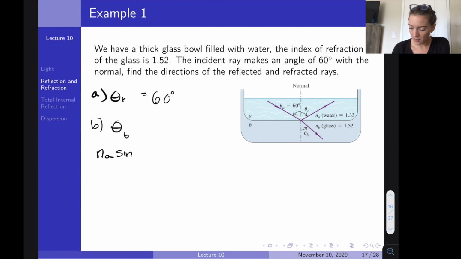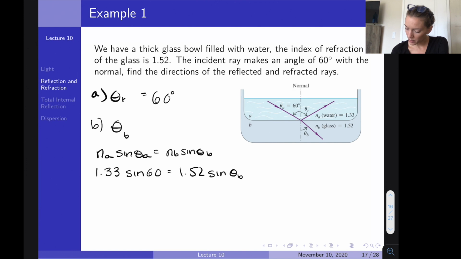So we're going to have nA sine theta A is equal to nB sine theta B. Our nA is the index of refraction of water, which is 1.33. So we're going to be using that a lot, so you'll probably end up just memorizing the index of refraction of water. So that's 1.33 for water. And then we have sine of 60 is equal to the index of refraction of glass times sine theta B. So let's divide both sides by 1.52. So we'll get sine theta B is equal to 1.33 times sine of 60 over 1.52.